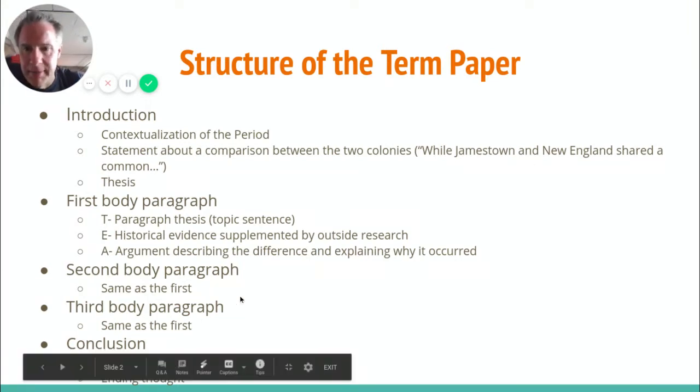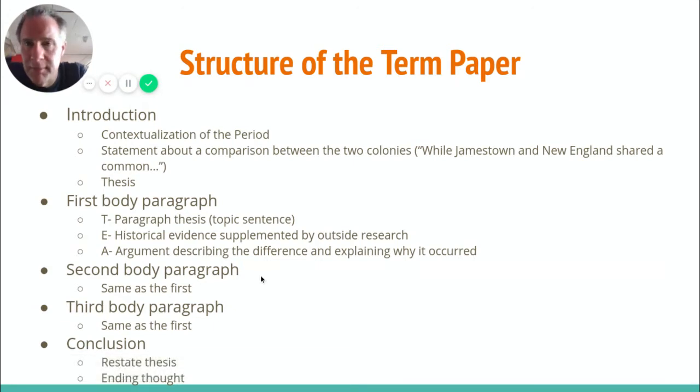Okay, let's talk about body paragraphs. First, second, and third are all the same, so I'm just going to go through this here. We're going to construct them like FRQs using T. So the first sentence is your paragraph thesis, which in this case is a topic sentence. That's where you just clearly state which of the topics you're doing. Is this the government paragraph, the society, the economics, or the culture?